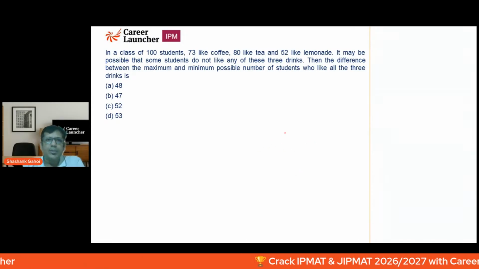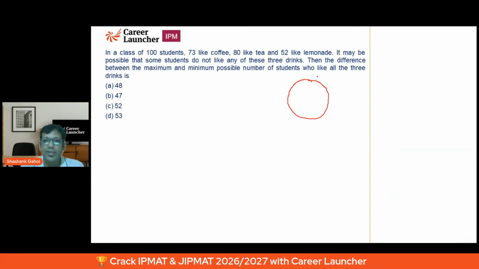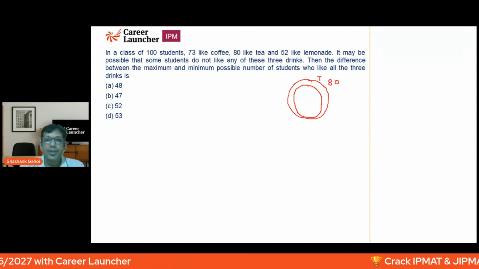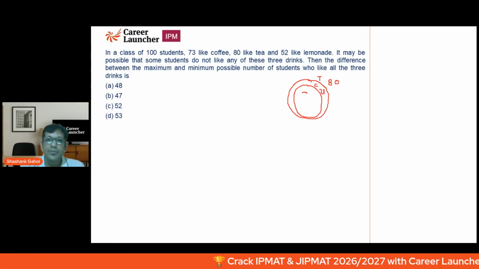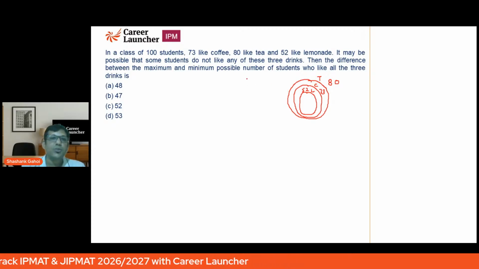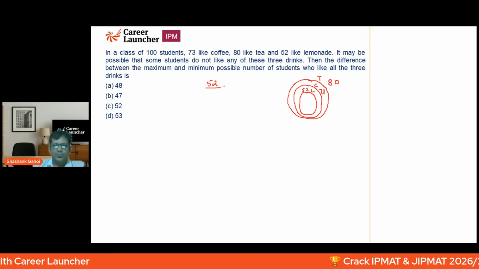Okay. So first, what is the maximum possible value? Let's say tea. 80 people like tea. Out of 80, 73 like coffee. And out of the 73, 52 like lemonade. So what is the maximum value of all three? That is going to be 52. That's the easiest part of this question.